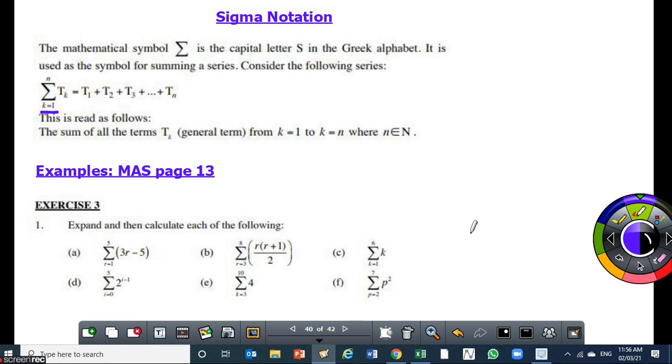All right, let's start with question 1. It says expand and then calculate each of the following. Now, whenever you are given the sigma notation and you are asked to calculate the sum, first determine the first 3 terms of that series. Okay? Determine the first 3 terms of that series. Then use those 3 terms to determine either the common difference or the common ratio. So I'm going to rewrite this on the next page.